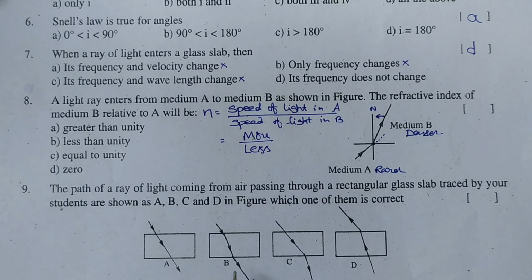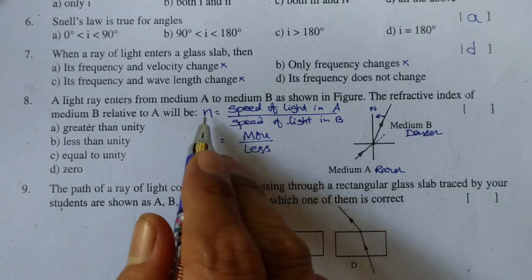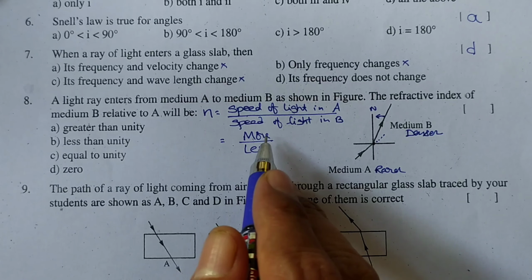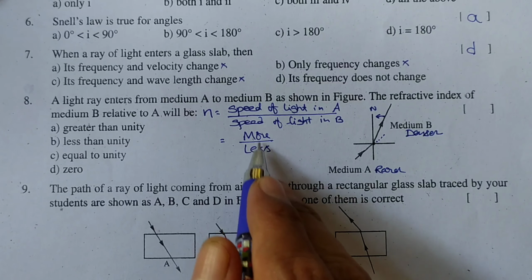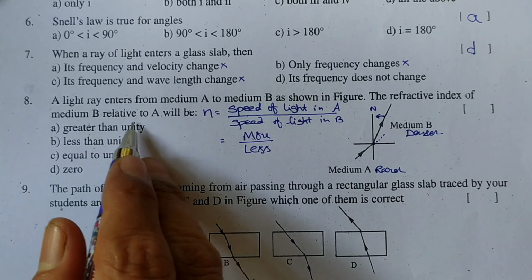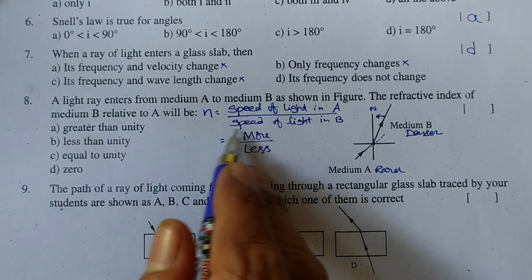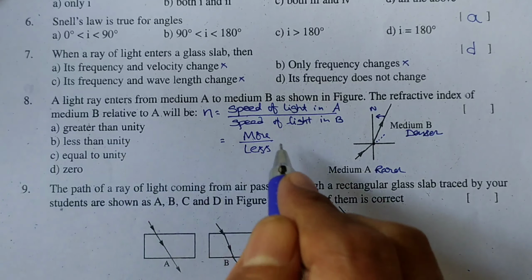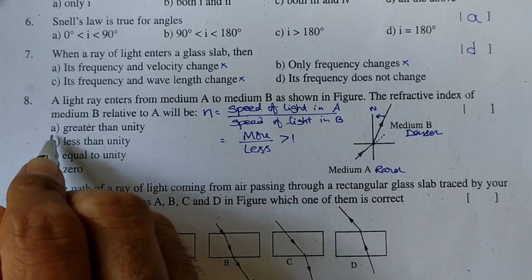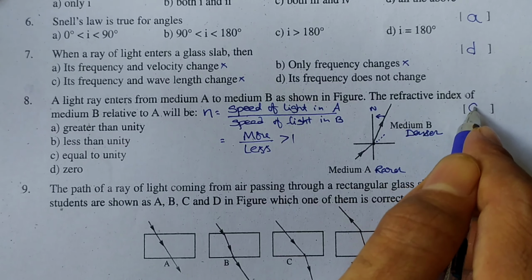In a fraction, if both are equal, then its value will be 1. If it is less by more, it is less than 1, but here we get more by less. So this is greater than 1. 1 is nothing but unity. So this value, refractive index of medium B relative to A, is always greater than 1. So option A is the right answer.